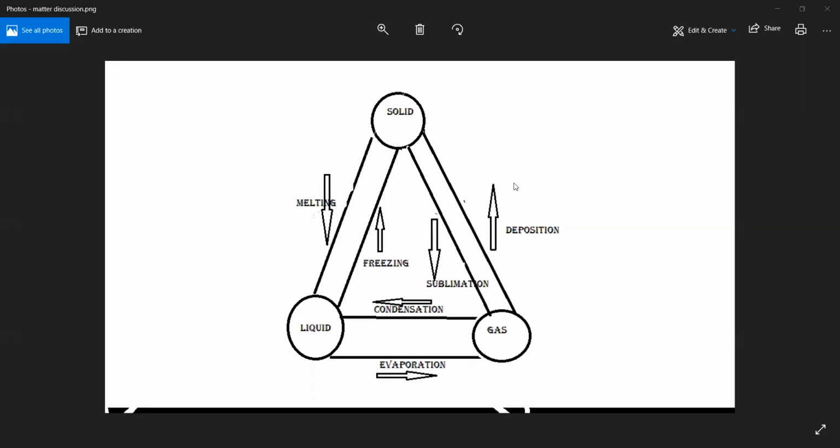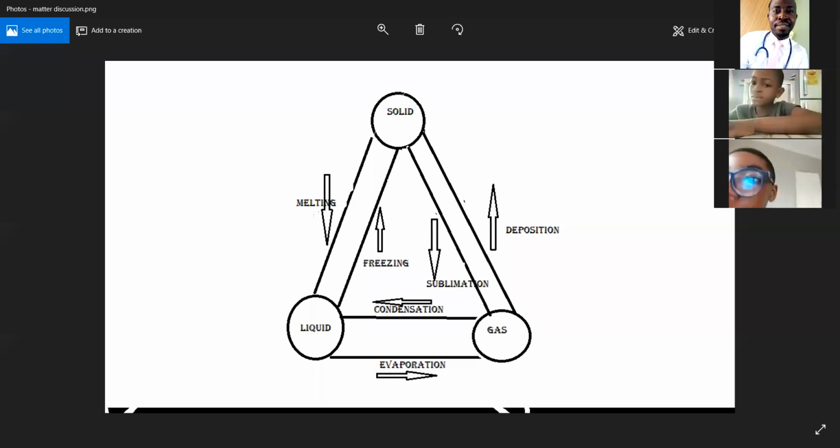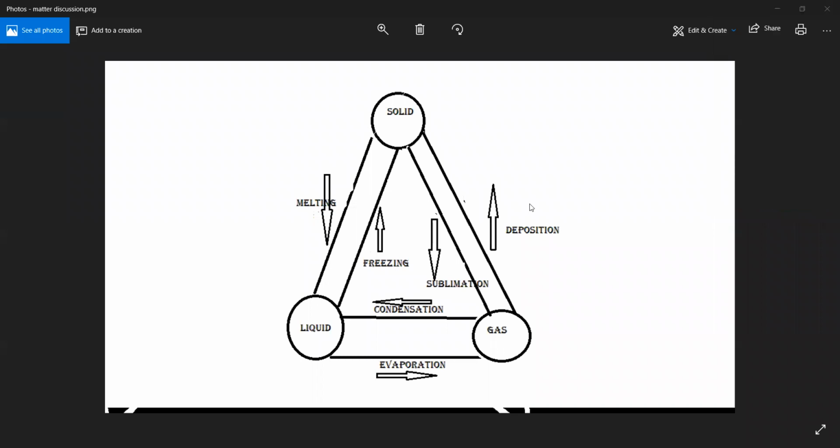Right. So this diagram talks about the change of state of matter. And as a matter of fact, we are going to discuss this change of state of matter. Now, the first circle at the top you can see here is solid. So it can be any solid material that can be changed from one form to another. And we have liquid here and we have gas here.